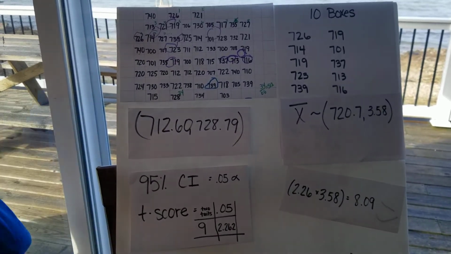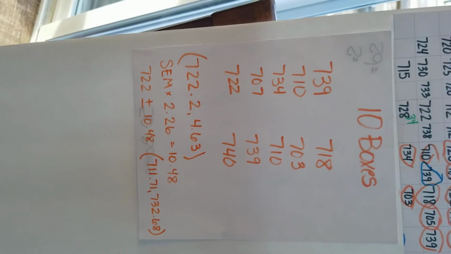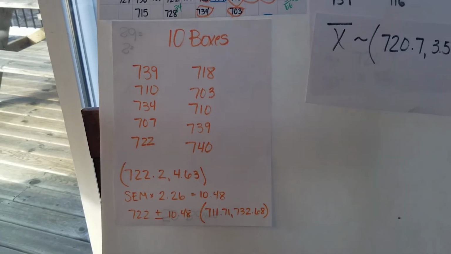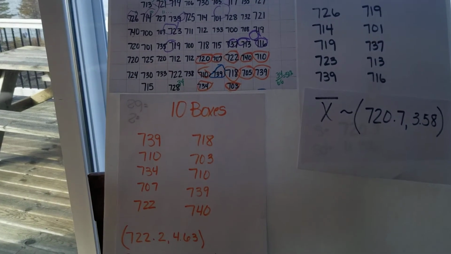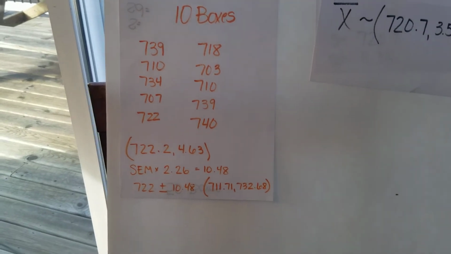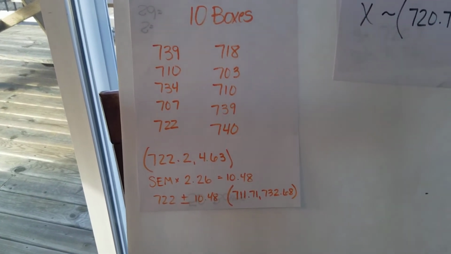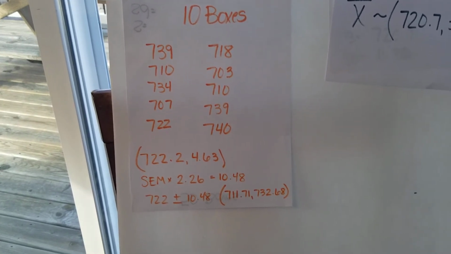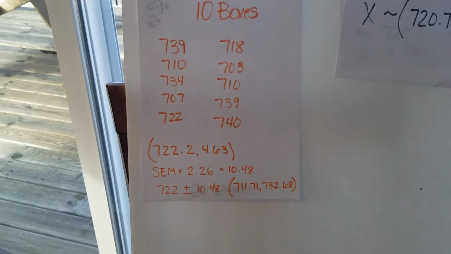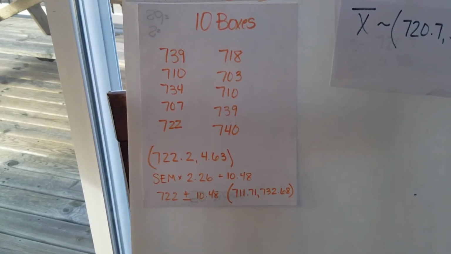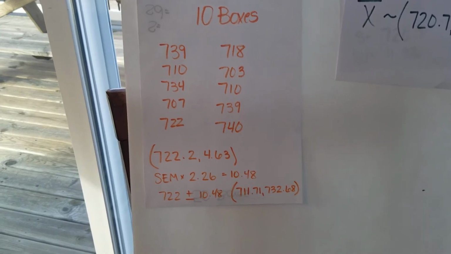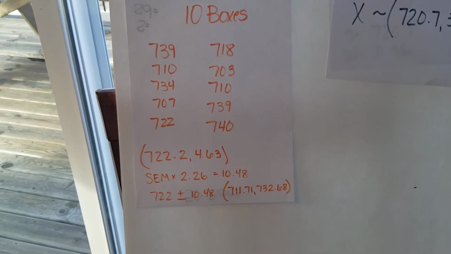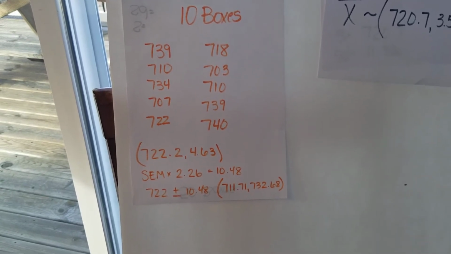So we're going to explain that next. Jansen picked another 10 boxes. He did a great job doing it at random. He just picked the ones at the end that he could reach, which is fine. So here's a new sample of 10 boxes. When I put those into Excel, the mean becomes 722.2 and the standard deviation becomes 14.6 something. When we divide that by the square root of n, which is 10 again, we get 4.63.